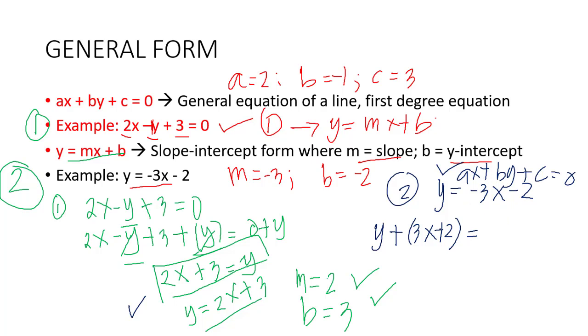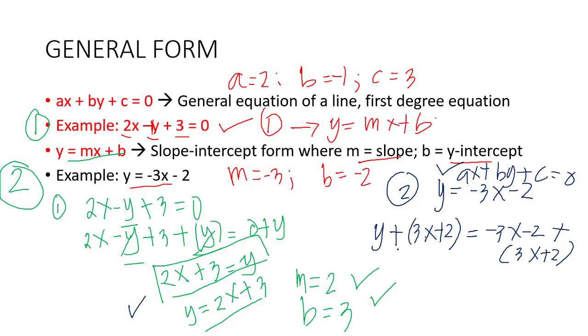Para pag in-add natin si 3x and negative 3x, that becomes 0. 2 and negative 2, that becomes 0. Hence, ang matitira na lang in the right side is 0. So that becomes negative 3x minus 2 plus, kung anong in-add mo dito sa left side, dapat ganun din i-add mo sa right side. 3x plus 2.